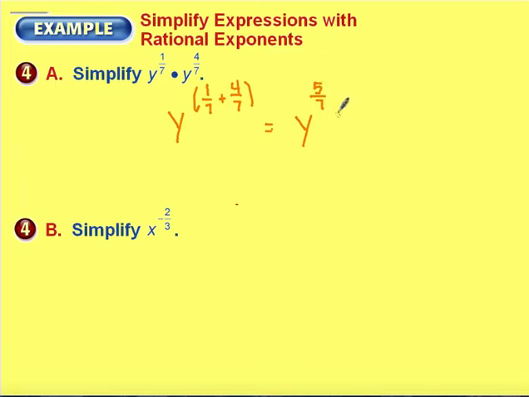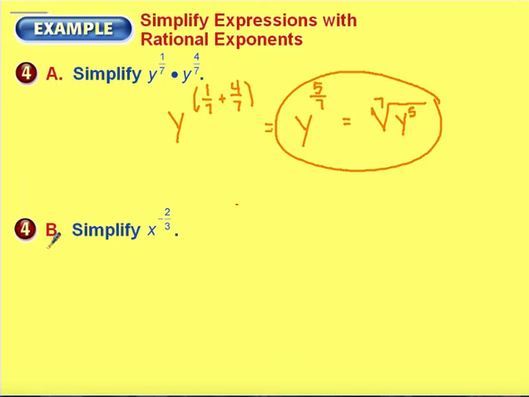Now if it would ask you to write that in radical form, it doesn't, but we'll just make a practice of it right here. We'd write that as the 7th root of y to the 5th. You can see that 5/7 can't be simplified, so that means our index is as small as possible. So either one of those would be our correct solution.